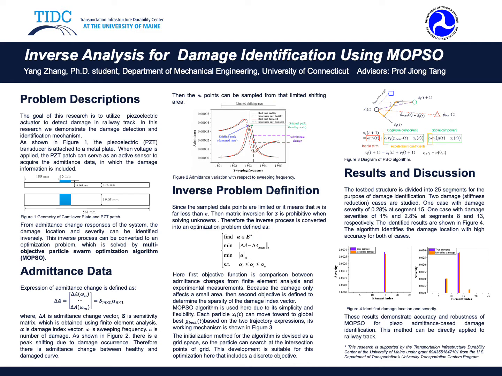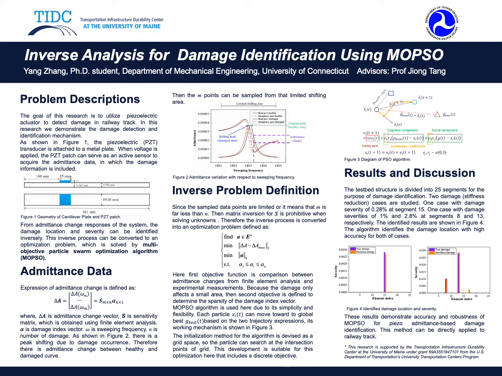The second part is admittance data. As we mentioned before, we need to use the admittance data to conduct damage identification. Here, the admittance change is defined as delta A equal to S multiplied by alpha. S is the sensitivity matrix, which is obtained using the finite element analysis. And alpha is the damage index vector.